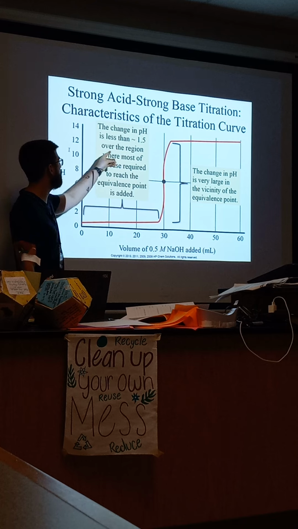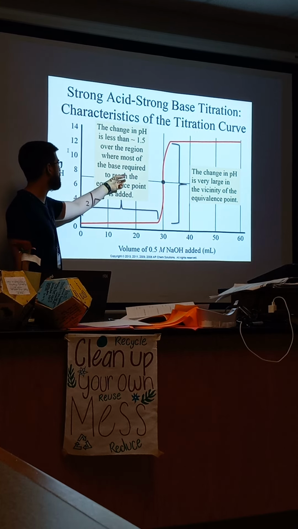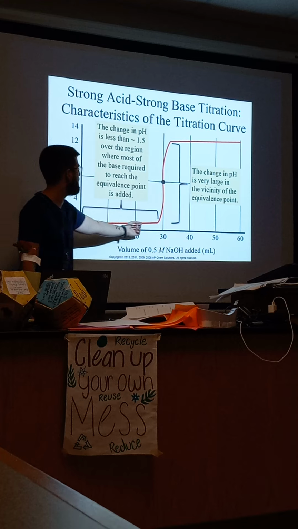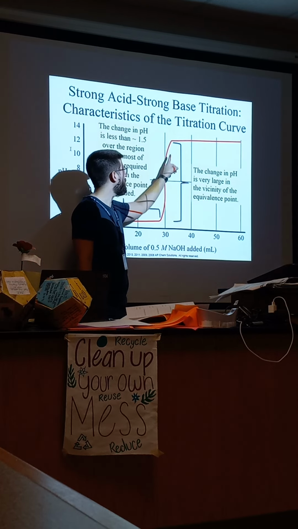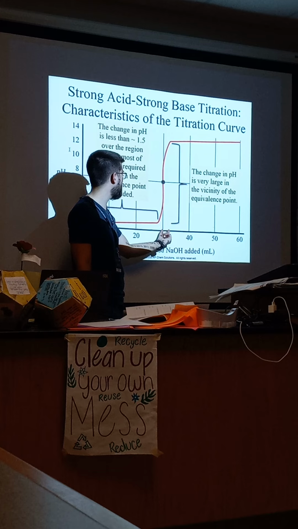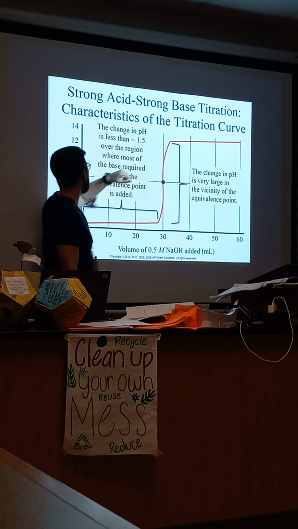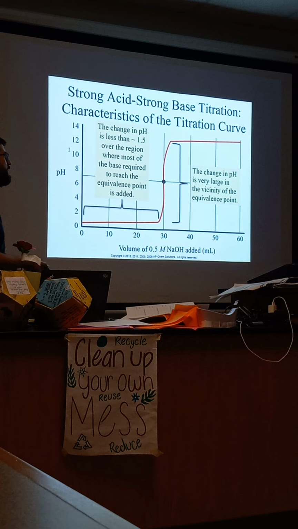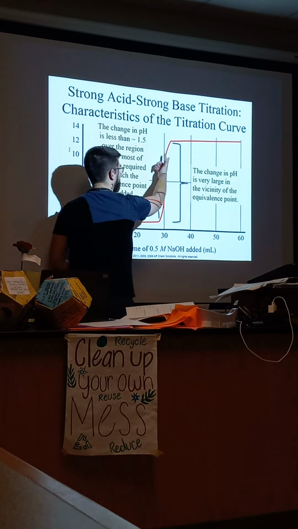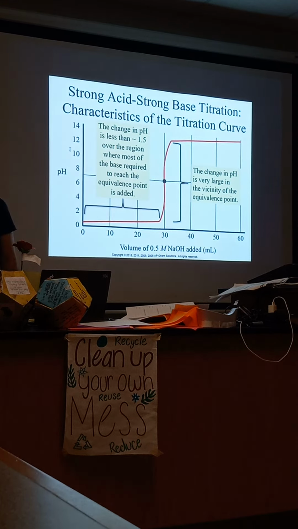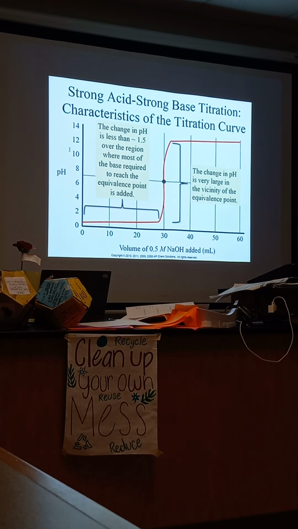This is less than 1.5 over this region because most of the base required to reach the equivalence point is added here. And then this part, for a very tiny volume, you have a really sudden change in pH. So guys, this vertical section and this note here explain why titration isn't just science, it's also a very difficult skill to master. Because you have to very carefully add the volume.